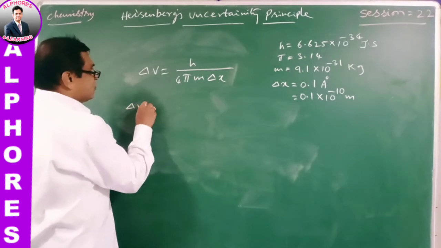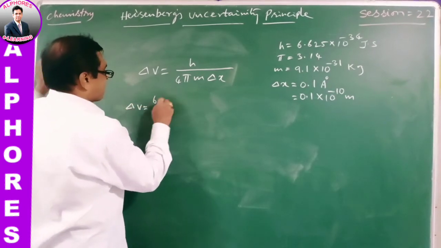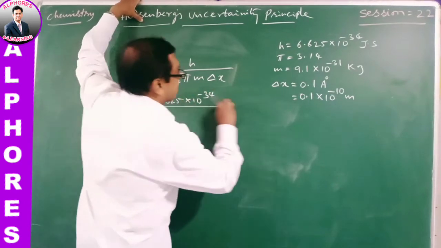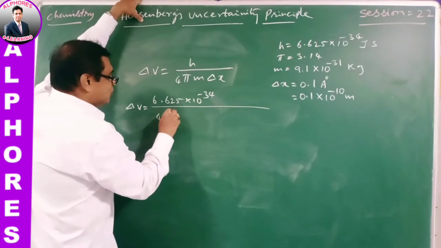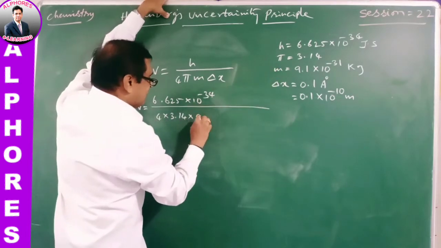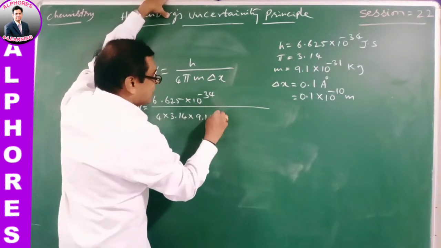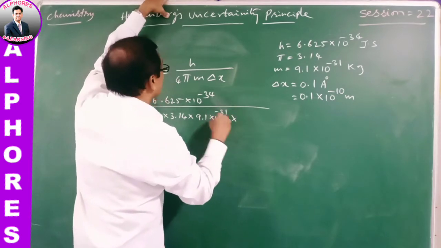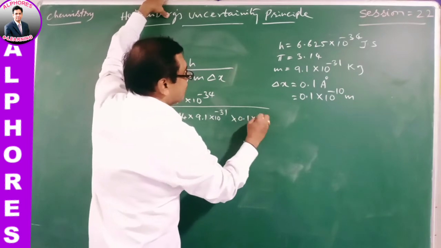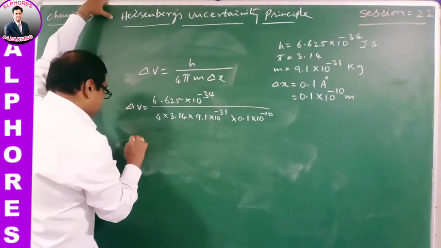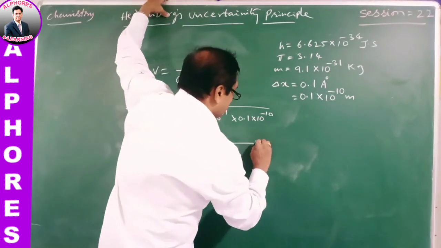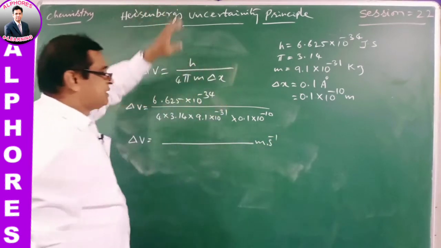Delta V is equal to 6.625 into 10 to the power minus 34 by 4 into 3.14 into m, mass of the electron, 9.1 into 10 to the power minus 31 into delta x, that is 0.1 into 10 to the power minus 10. Then uncertainty in the velocity we will get in meters per second.